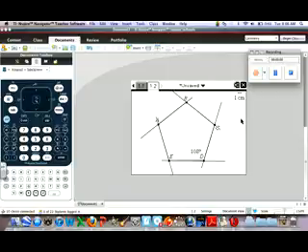Alright, for our next video, we are going to be looking at the measures of the exterior angles of polygons. Now, we're actually going to do a little bit of work here within the Inspire, so it's going to be kind of tricky, but I just want you to follow me along on this.